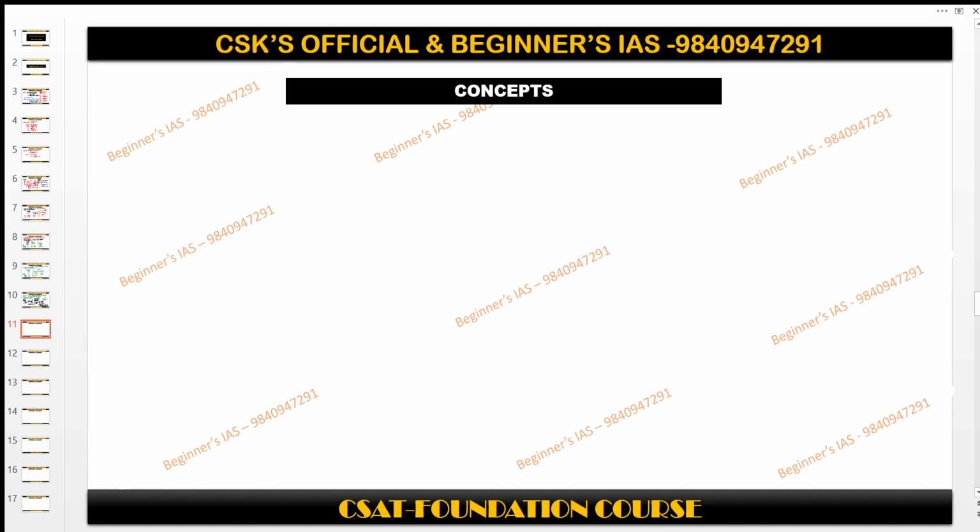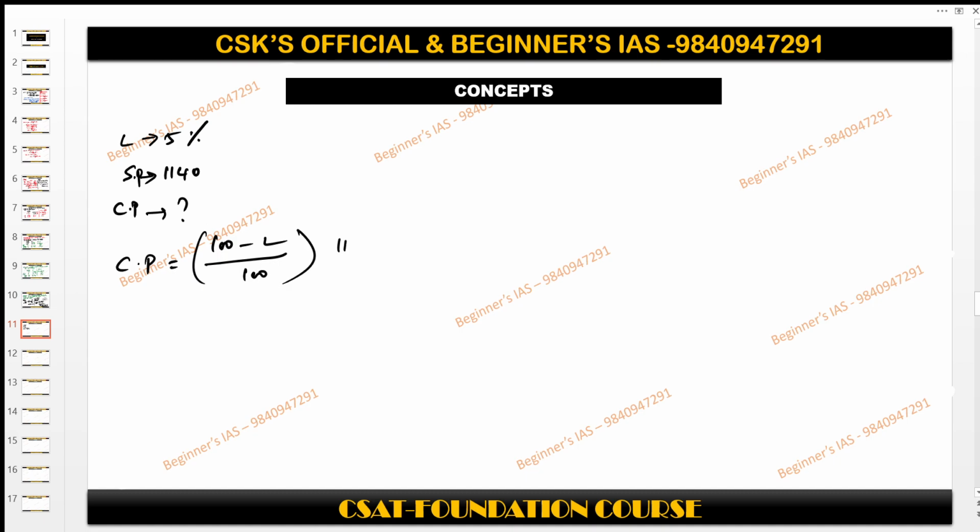Okay, now what is the profit loss percentage? So now loss is nothing but 5%, but you know the selling price. You know selling price is equal to 1140. In this situation, what you need to do, you need to find out the cost price. So in order to find out the cost price, 100 by 100 minus loss into SP. That's it. So here 5% you have to subtract. You need to remember the formula. So therefore here also CP you will get 1200.